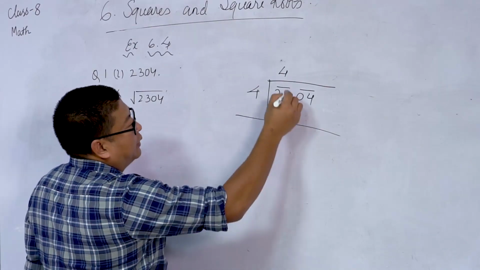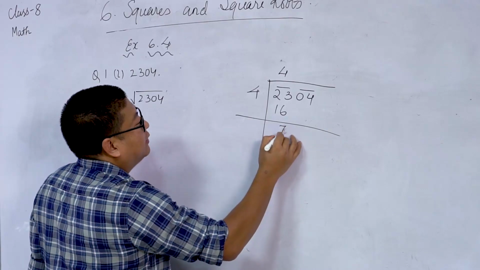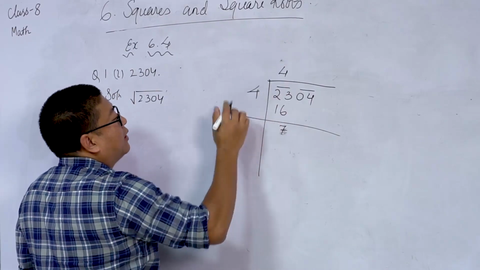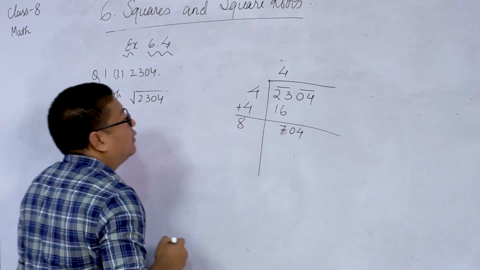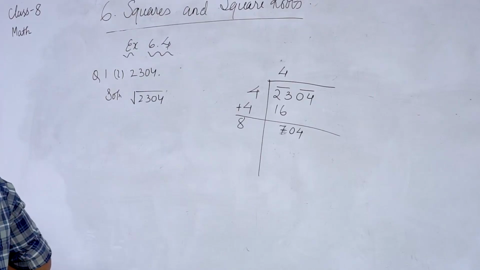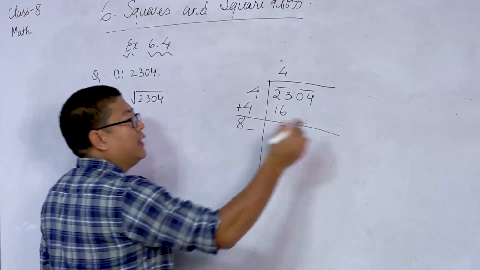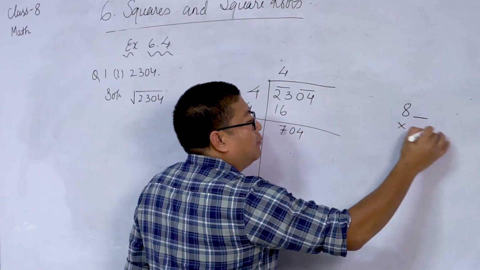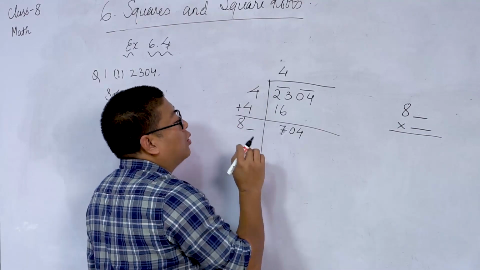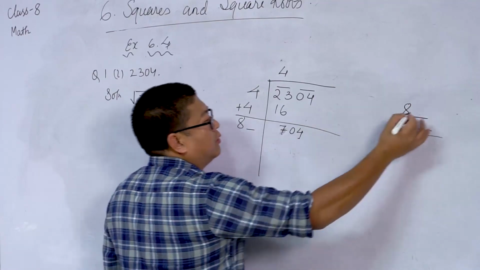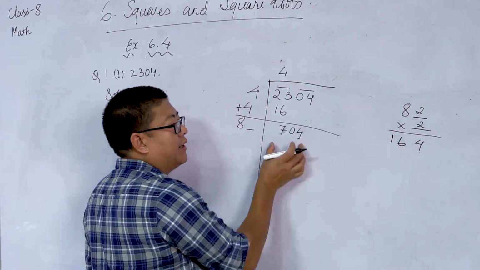When you subtract, you get 7. Now here you're multiplying 4 by 4, so you will add 4 here. After this, you have to put another number here and multiply it with the same number. Multiply with the same number, you have to get 704. So we have to check. The unit digit is 4. So even 2 can give 4: 2 into 2 is 4, 2 into 8 is 16, but it is nowhere near 704.